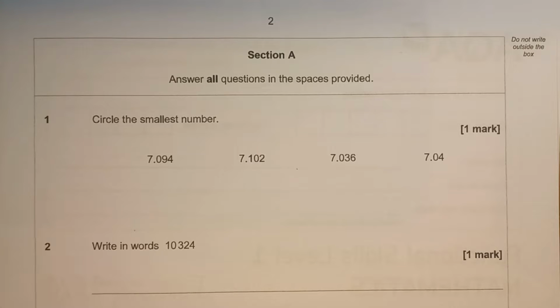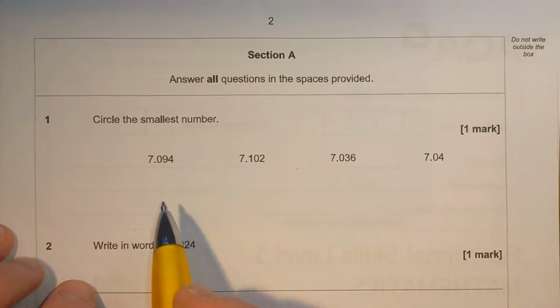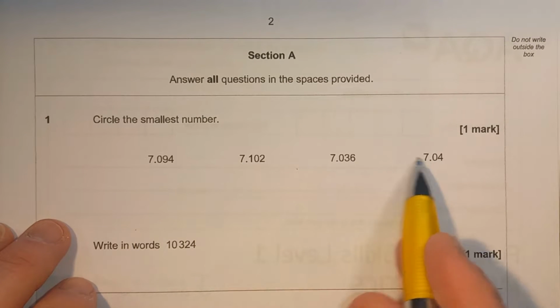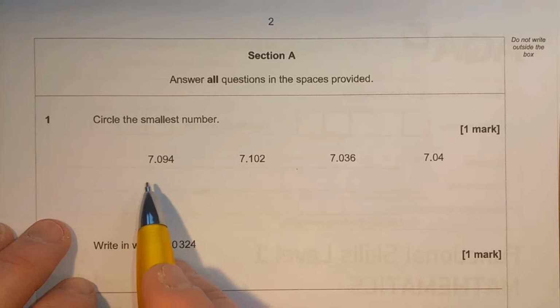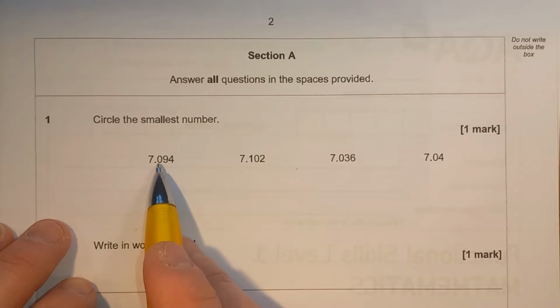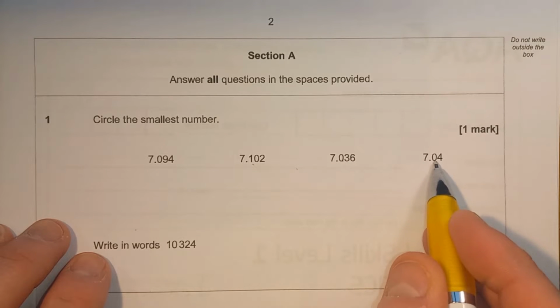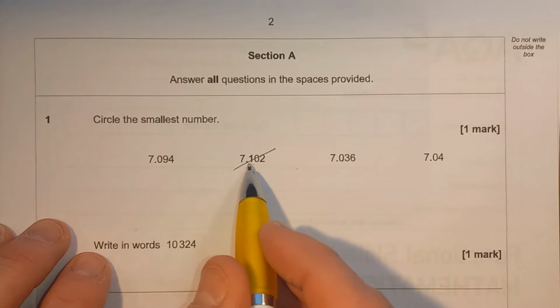Question 1. Circle the smallest number. Okay, so what we're going to have a look at is the whole number to start with. They all start with a 7. So then we look at the next digit along. We've got a 0, we've got a 1, we've got a 0, we've got another 0. So it can't be this one because 0 is smaller than 1.